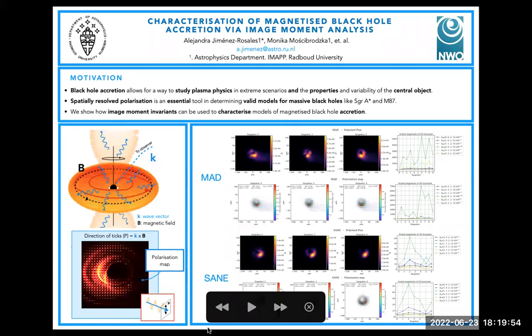And then we calculate this image invariance, which are given by some complicated polynomial that you can find in the poster, and look at their variability in time for these different types of simulations. And so what we also do is we look at vector field invariants, which apply to this case are using the polarization vectors. We also look at the variations. We find that MAD and SANE exhibit different ranges of variability over there.